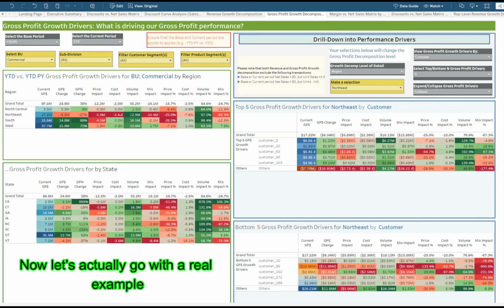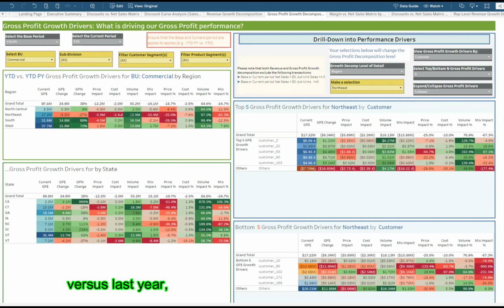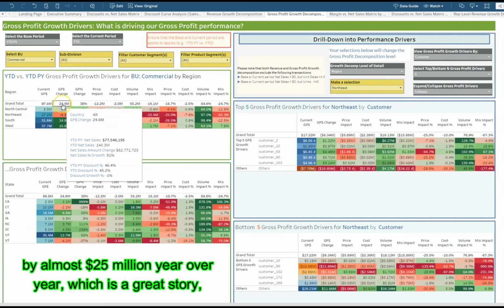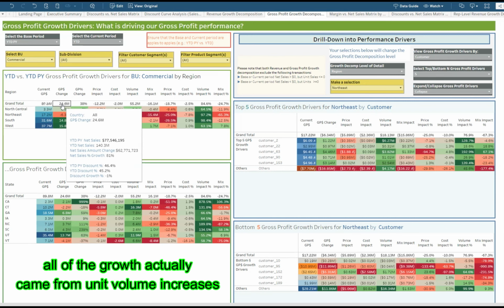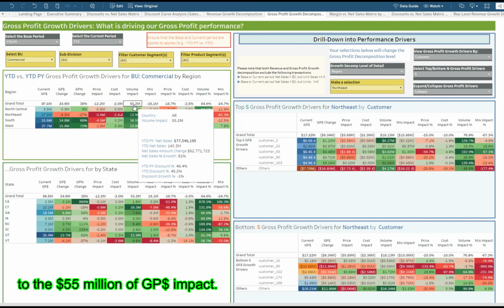Now let's actually go with a real example. And we'll use a B2B margin analytics dashboard built with transactional data from a fictitious manufacturer. We'll evaluate year-to-date gross profit performance versus last year for our commercial business unit that you see up here. Notice that while overall gross profit increased by almost 25 million year over year, which is a great story, all of the growth actually came from unit volume increases to the tune of $55 million of GP impact.